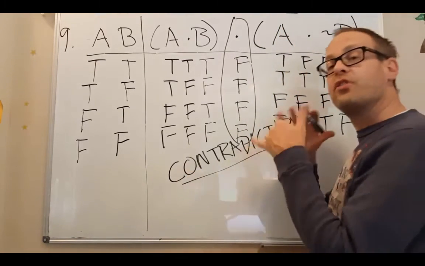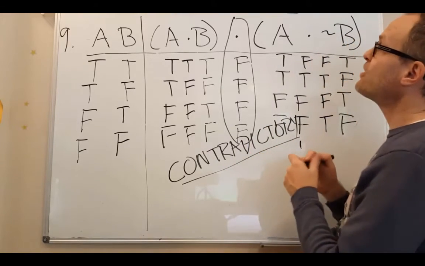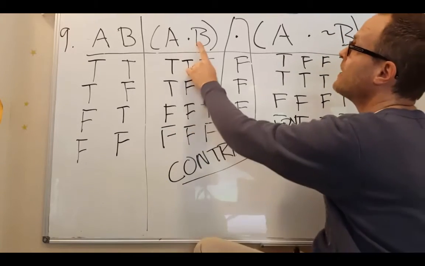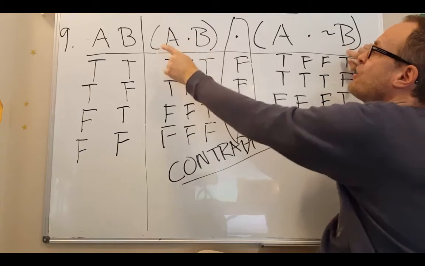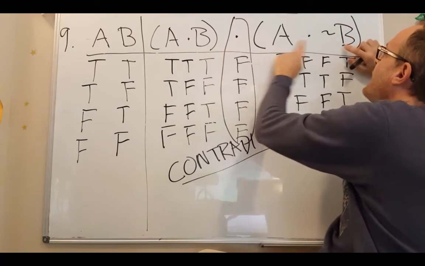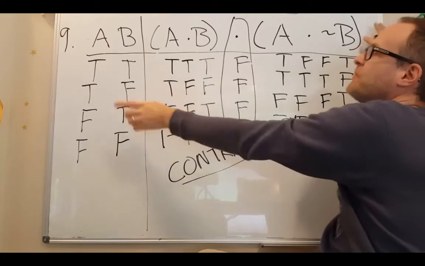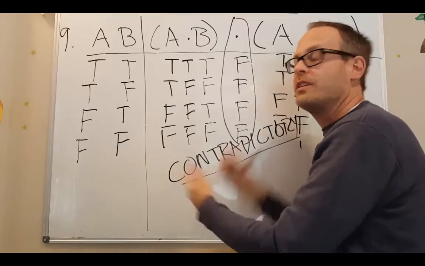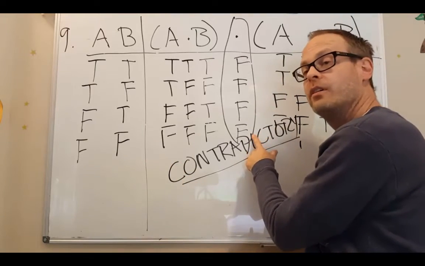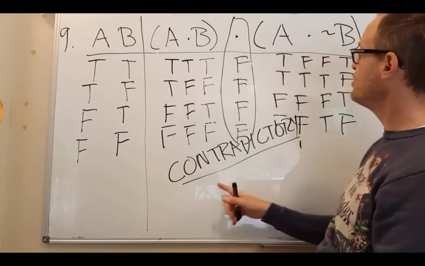Now, just for those of you looking ahead, you can actually tell that this is contradictory because there's a B here and there's a not B here, and it's a conjunct. So you're saying A and B and A and not B. So you can see you're saying B and not B, which is essentially true, false. And so it's always going to be a contradiction. Okay, that covers number 9.